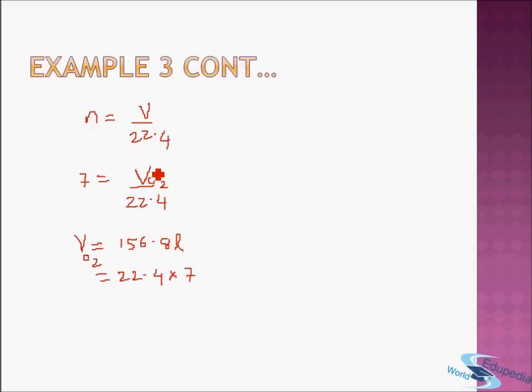So the percentage composition by volume is 79% nitrogen and 21% oxygen. What does this mean? This means that if I have 100 liter of air, then out of that 100 liter, 79 liter will be nitrogen and only 21 liter will be oxygen. So if I have 100 liter, only 21 liter is oxygen.